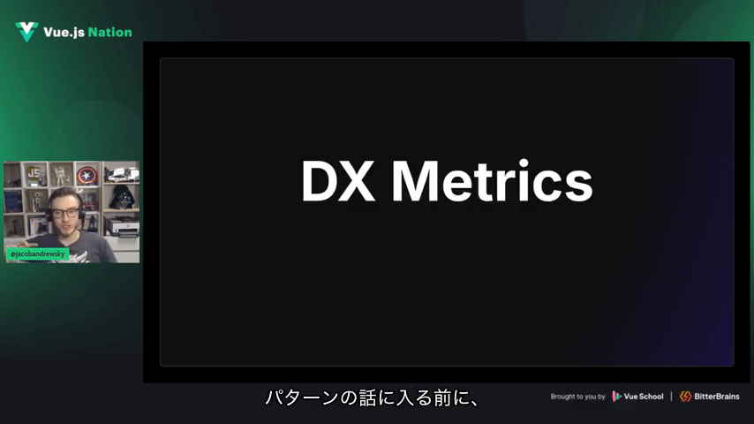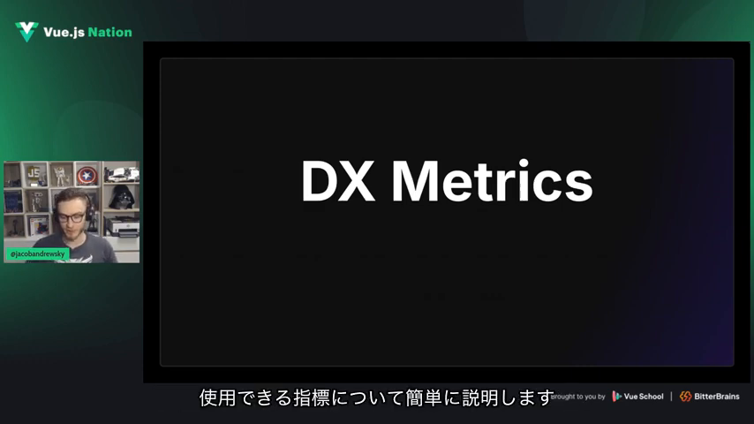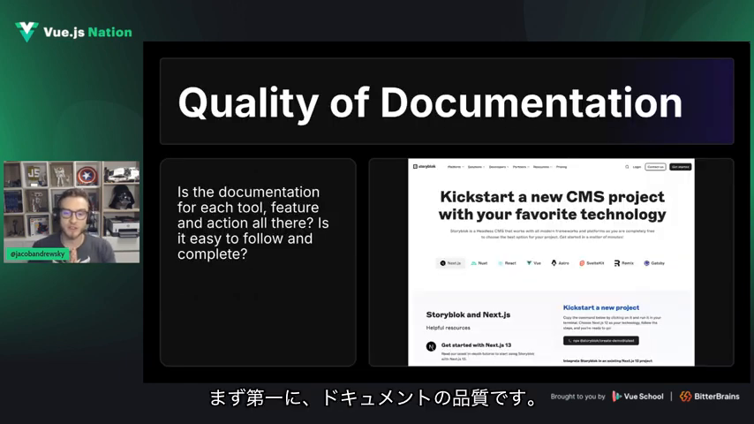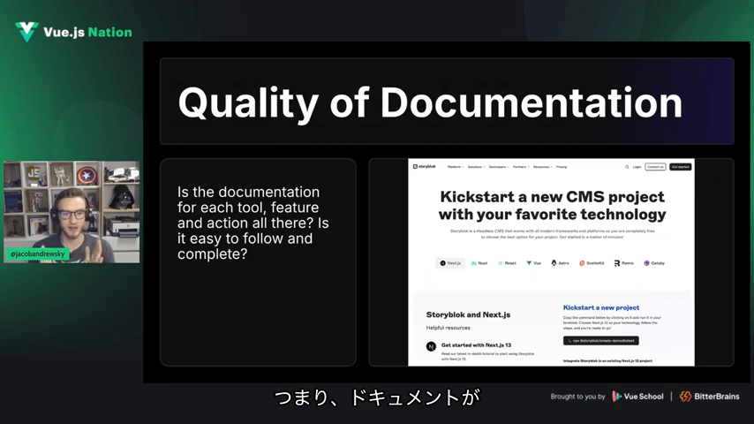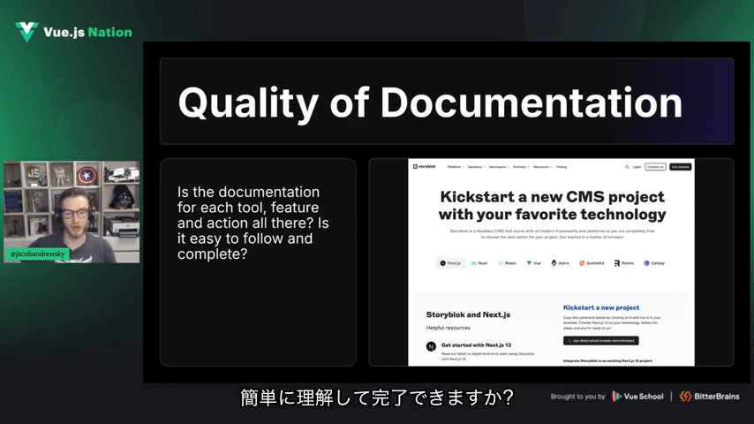Before we go to the patterns, like the good developer experience patterns, let's talk briefly about the metrics that we can use to audit if our tool or software actually has a good developer experience. So first of all, we have quality of documentation. And what I mean by that is if the documentation of each tool or a plugin or a feature is all there, is it easy to follow and complete?